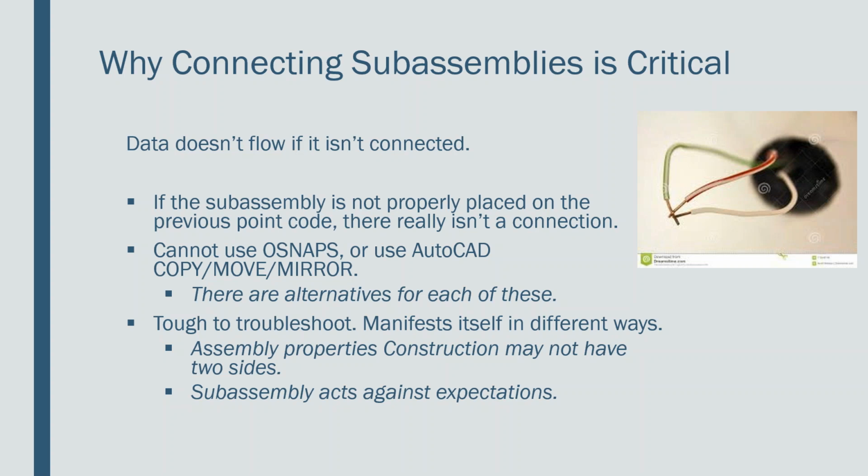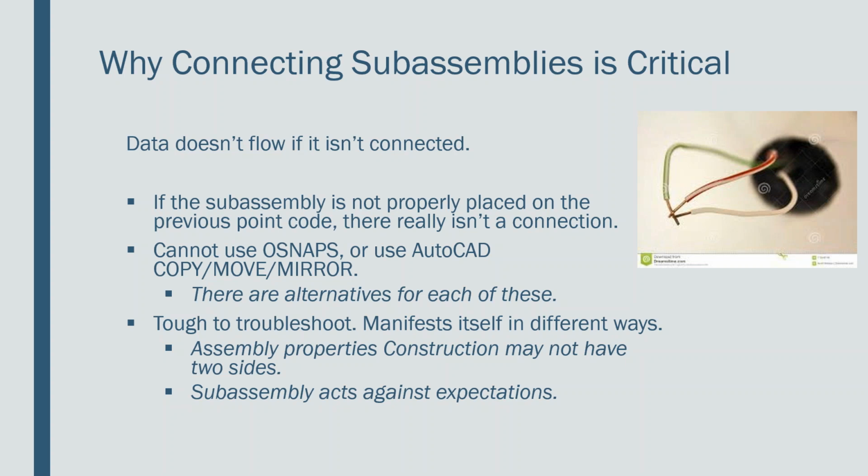Now, the other problem is that a misconnected subassembly is very difficult to troubleshoot. It manifests itself in different ways and not always the same way every time. One of the things that I've noticed is that in the Assembly Properties Construction tab, even if you have a left and a right group on your screen, you know that you've built some to the left, you suddenly won't have a left side in the properties area.